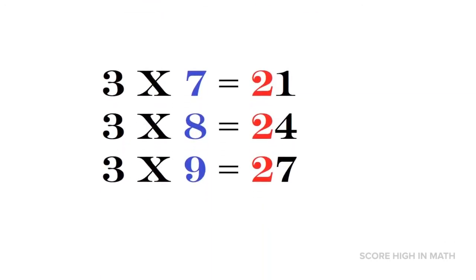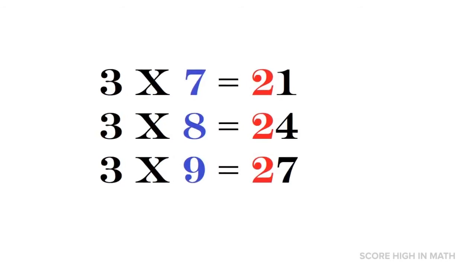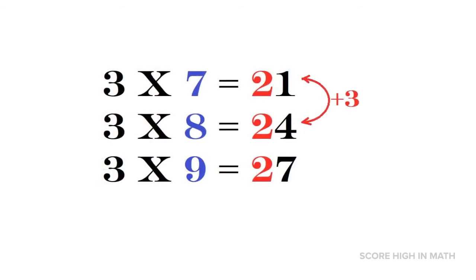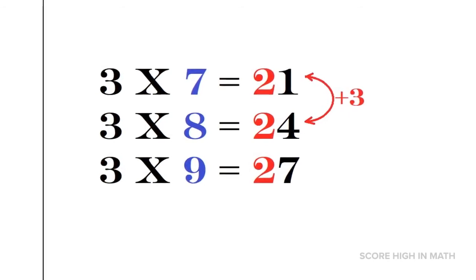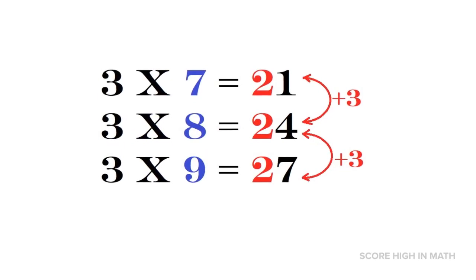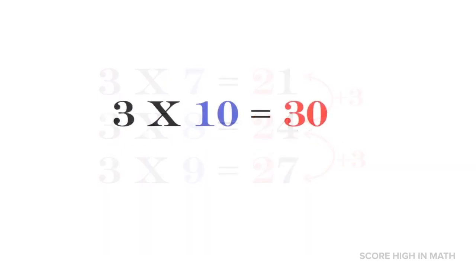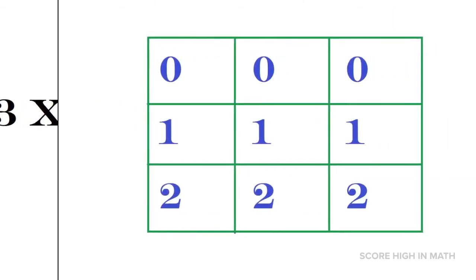3 times 7 is equal to 21. 3 times 8 is equal to 24. And 3 times 9 is equal to 27. Again, you can notice that on each answer, you're going to add plus 3. 21 plus 3 is equal to 24, and 24 plus 3 is equal to 27. 3 times 10 is equal to 30.